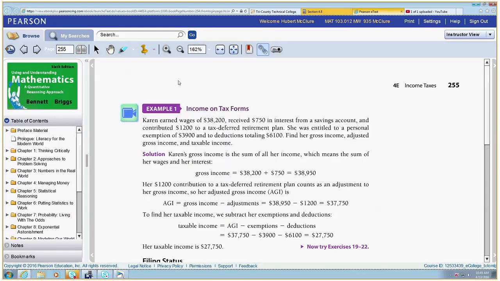My ex-wife, okay, I give her money each month. That's income. I write it off my taxes. She has to add it on her taxes because that's income. All right? Anything you get from anybody is income.